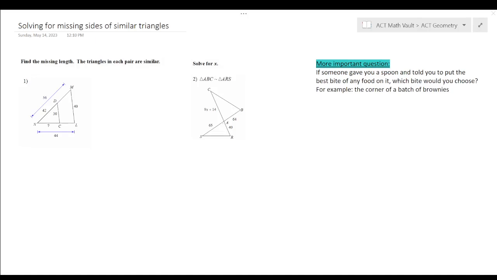Hi everyone, in this video I want to talk about solving for missing sides of similar triangles.